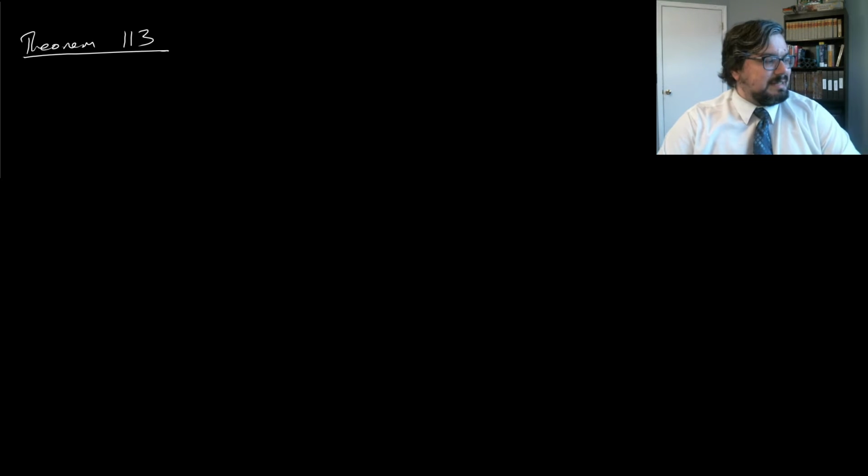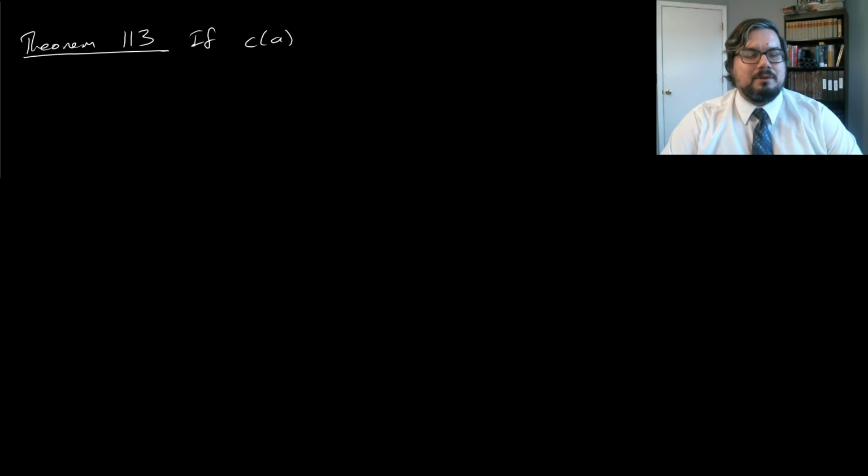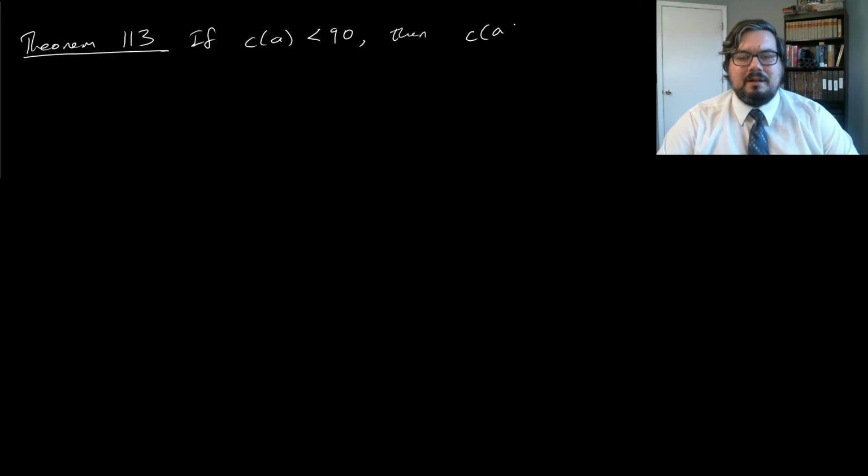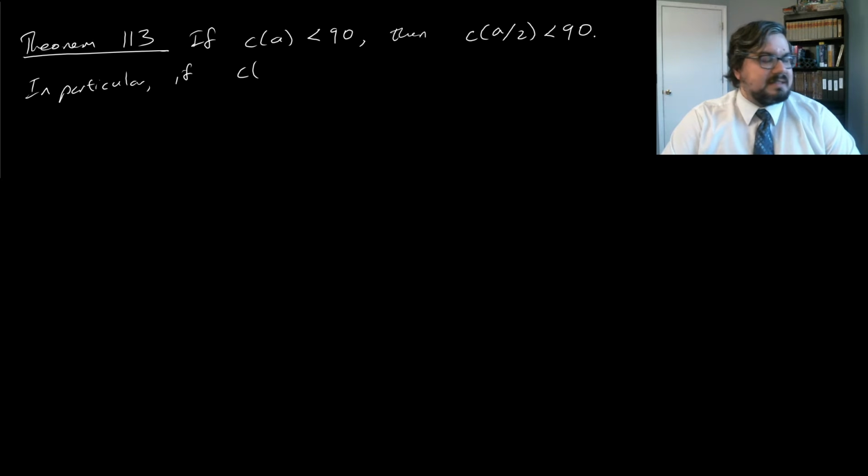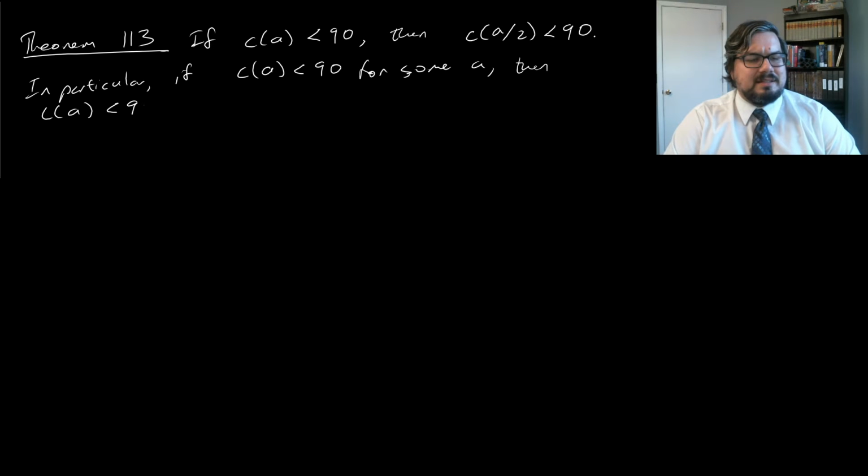That's what Theorem 113 says. Theorem 113 says that if the critical number of some distance A is less than 90, then the critical number of A over 2 is less than 90. In particular, if C of A is less than 90 for some A, then C of A is less than 90 for all A.